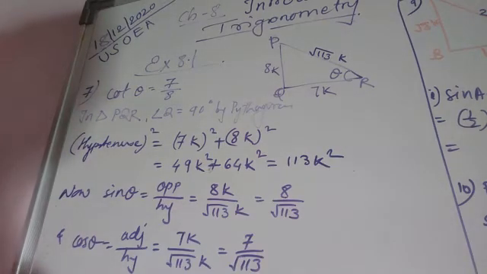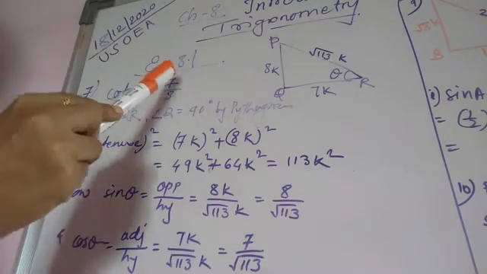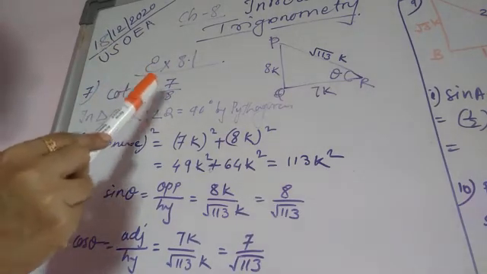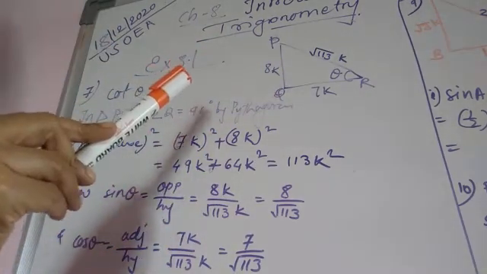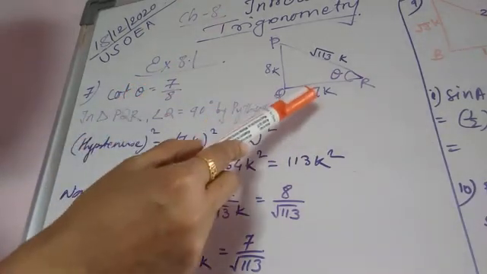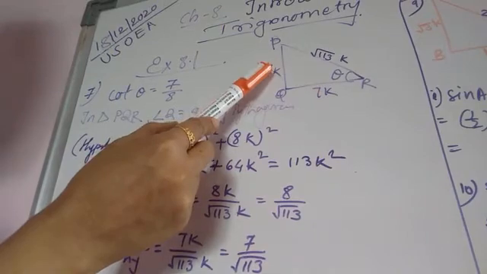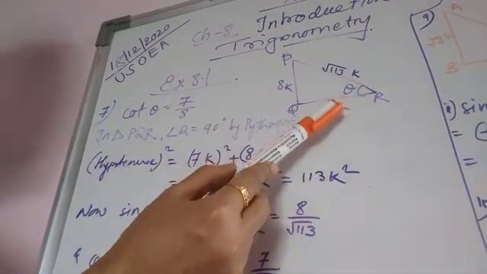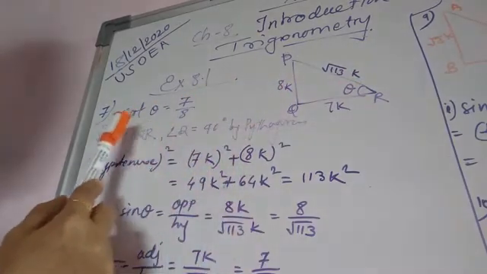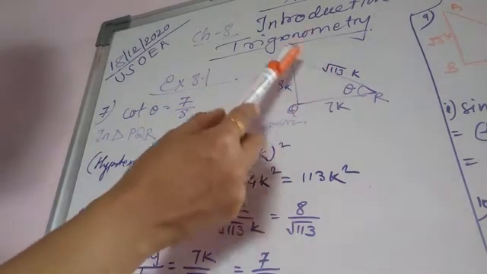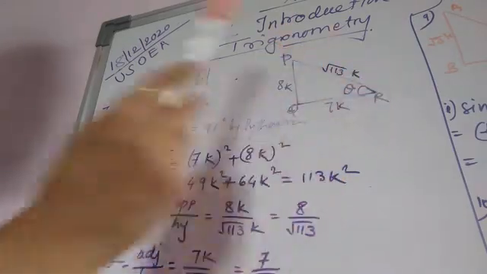Now in the 7th question, cot theta is already given, that is 7 by 8. Cot, we know, is the reciprocal of tan, so it should be the ratio of the adjacent to the opposite. If this is angle theta, then this will be adjacent and this is opposite. Now in this triangle, angle Q is 90 degrees, so by using the Pythagoras theorem, we can find out what PR is.